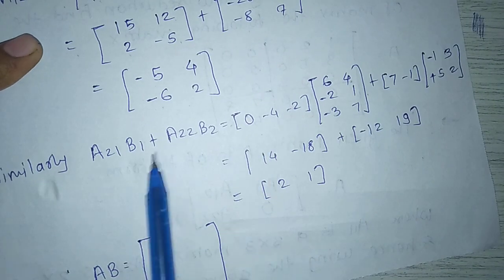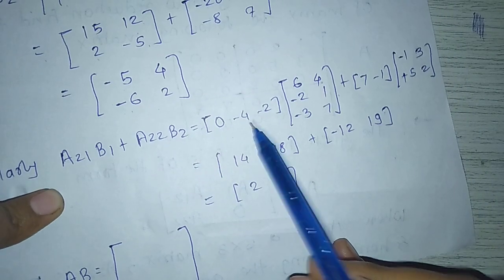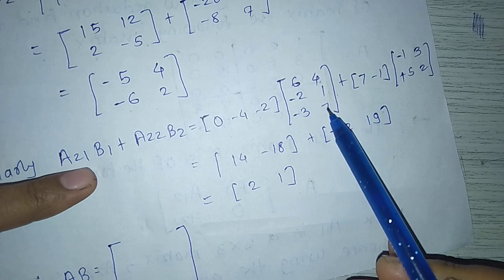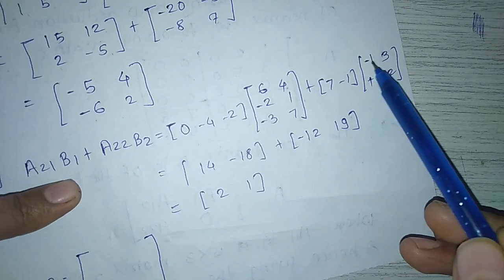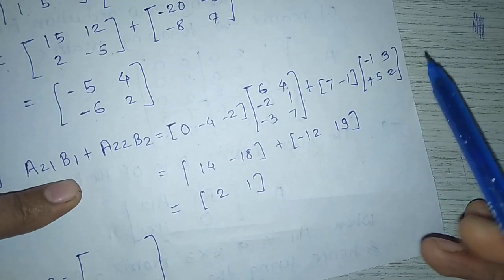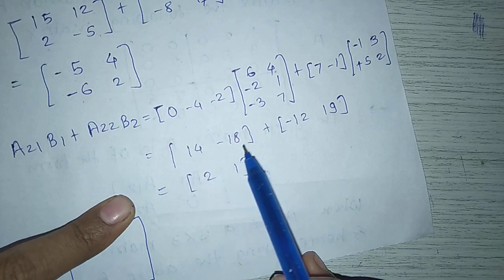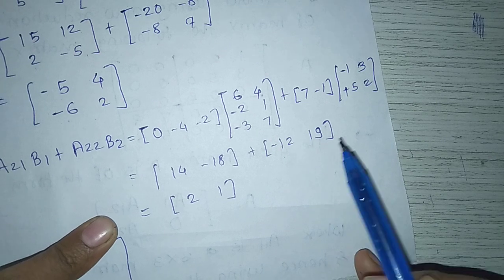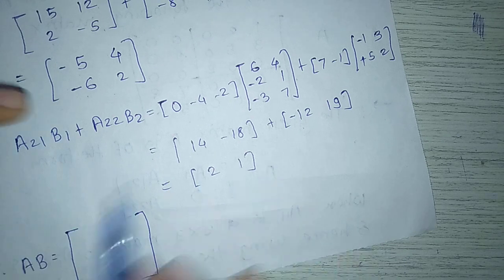Similarly, A21 B1 plus A22 B2 is A21 is 0 minus 4 minus 2, B1 is 6 4 minus 2 1 minus 3 7 plus A22 is 7 minus 1, B2 is minus 1 3 5 2, which is equal to multiplication of these two matrices is 14 minus 18 plus these two matrices is minus 12 19. Add these two matrices we get 2 1.